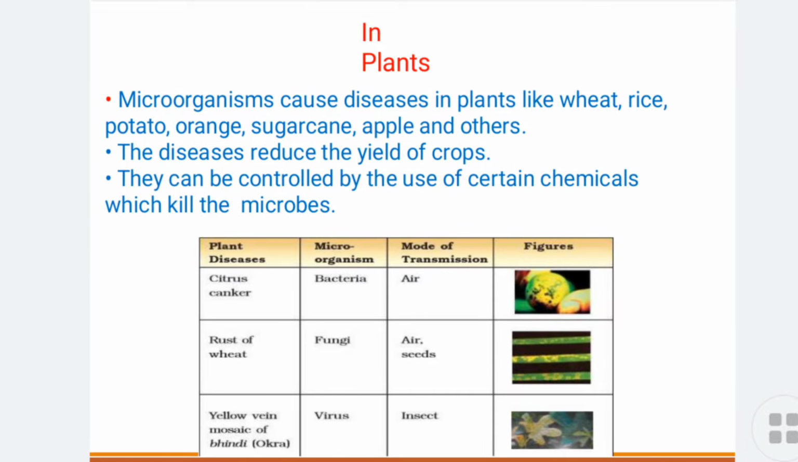Now we come to some diseases in plants. Microorganisms cause diseases in plants like wheat, rice, potato, orange, sugarcane, apple and others. So these microbes infect plants also. The diseases reduce the yield of crops, because of the disease, the production or yield of crop is reduced. They can be controlled by the use of certain chemicals which kill the microbes, like by spraying bactericide, fungicide, rodenticide. These diseases can be controlled.